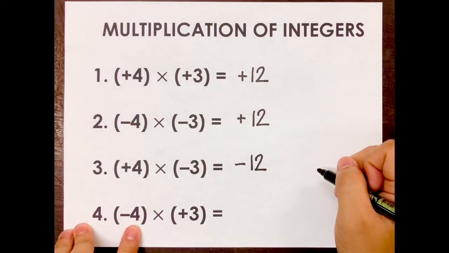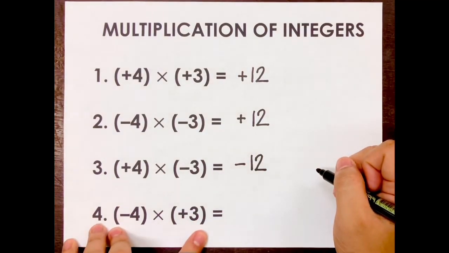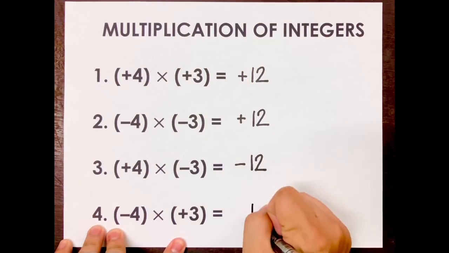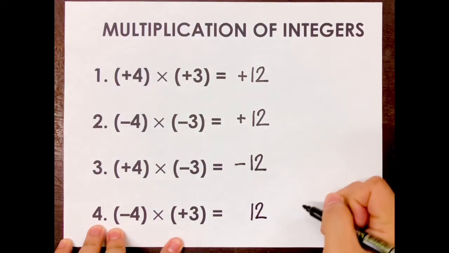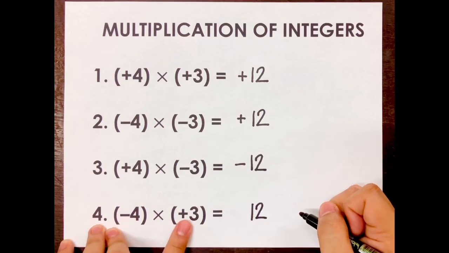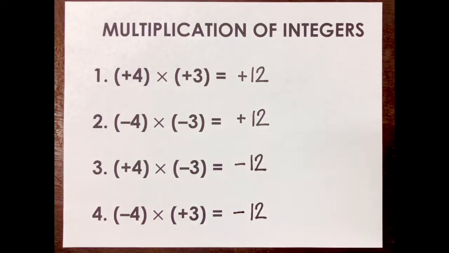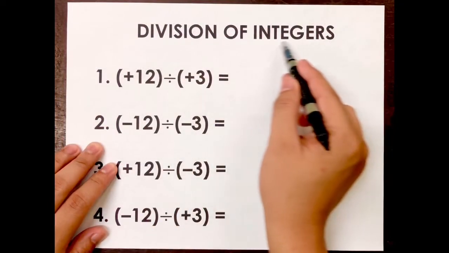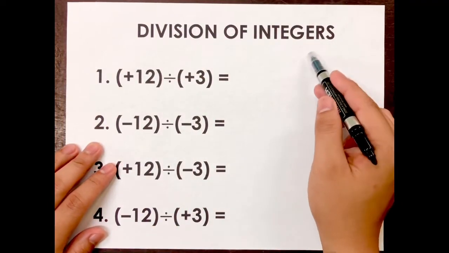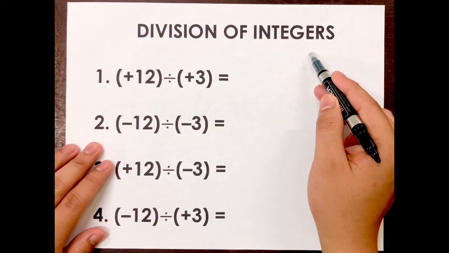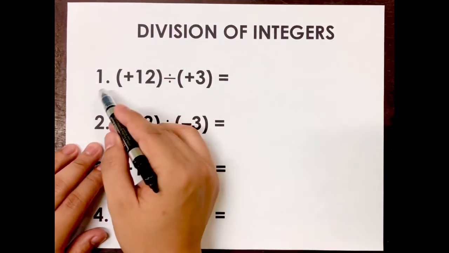The same as here, number 4, we have negative 4 times positive 3. 4 times 3 is 12, and the factors have different signs. So the sign of the product will be, very good, it's negative. The same concept is applied in division of integers. If we are dividing integers with the same signs, then the quotient is positive. If not, the quotient is negative.